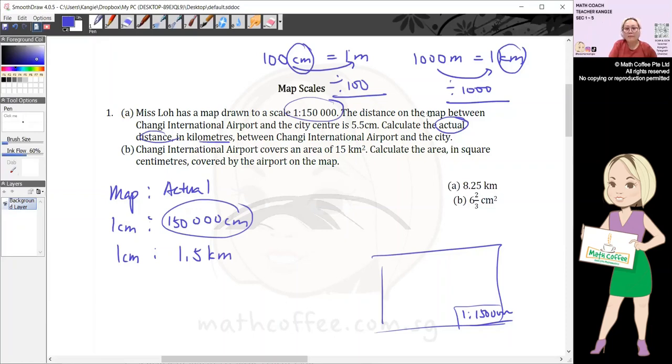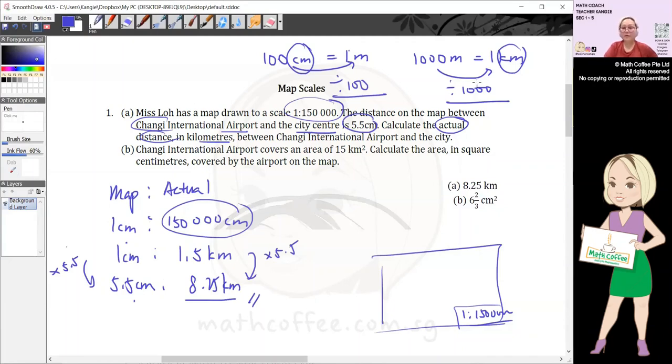Then now they tell you that Changi Airport to the city center on the map is 5.5 cm. So what is the actual? All you need to do is put the 5.5 cm over here. You ask yourself, 1 times what gives you 5.5? Of course, this one is very straightforward. It's just multiply by 5.5. So this side you also multiply by 5.5. So you take 1.5 multiplied by 5.5, and it becomes 8.25 km. So we are done with the first part. That means the actual is 8.25 km. That's for part A.